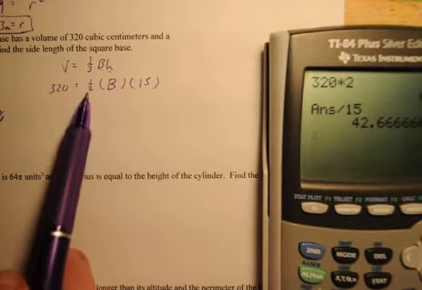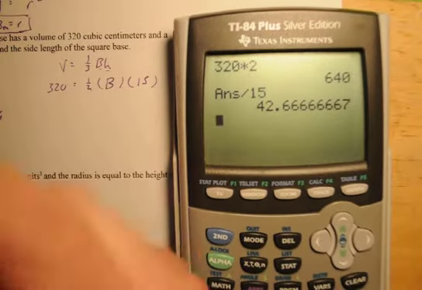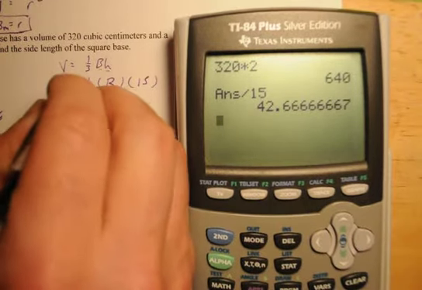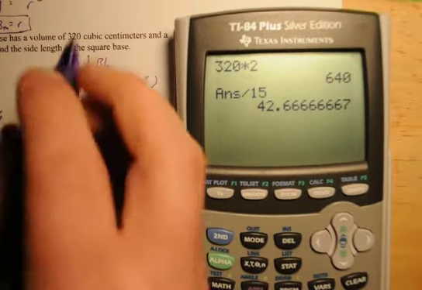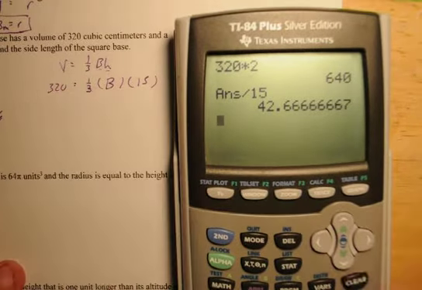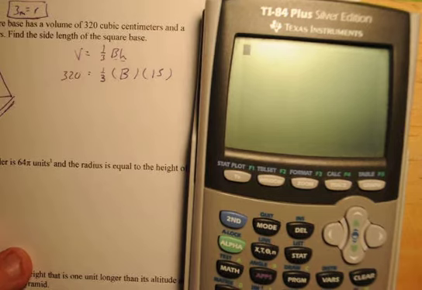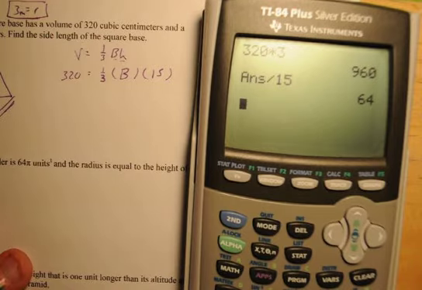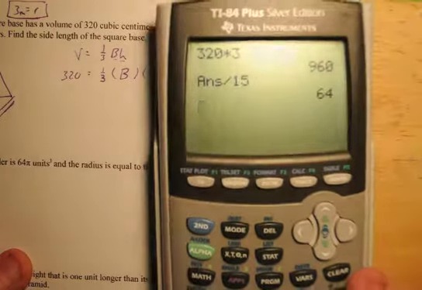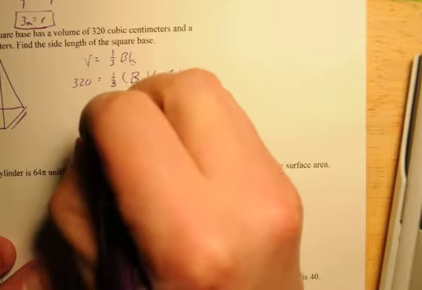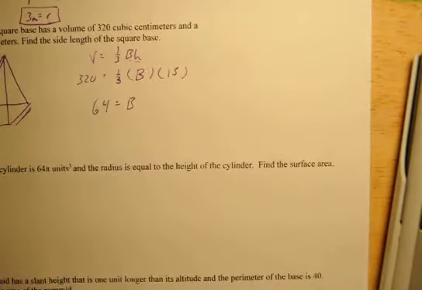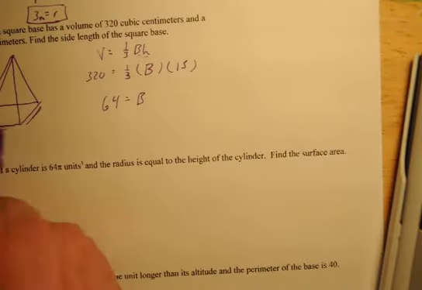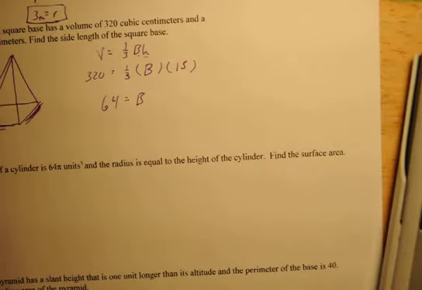Oh, I did a half here. Silly. That should be a third. Why do my thirds always turn into halves? That happens. Let's rerun this. 320 times 3 divided by 15. That's better. That means the base is 64. The area of the base, the area of this square is 64.